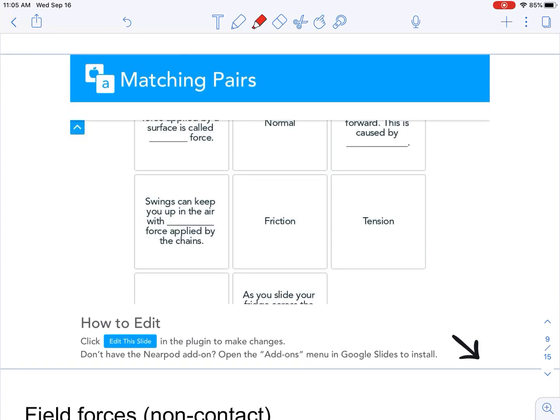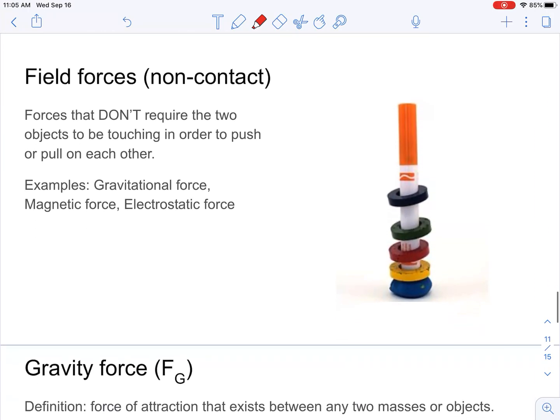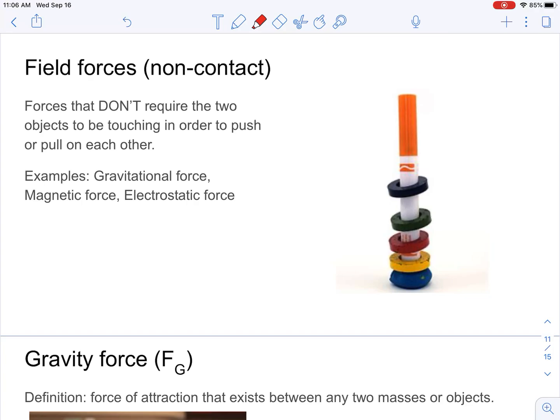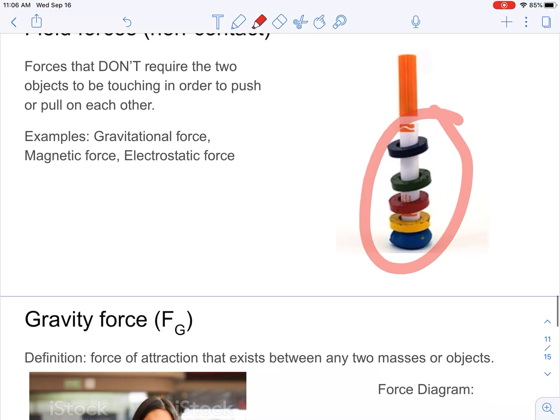Okay, so I'd like you to try the matching pairs, and I'll be able to see your results on my end. And then when you get through that, the field forces, so this is the other type of forces. We have contact forces, which require touching, and field forces, which don't require touching. So examples are gravitational force, magnetic force, and electrostatic force. And here we can see that these magnets are able to suspend themselves due to their magnetic repulsion.